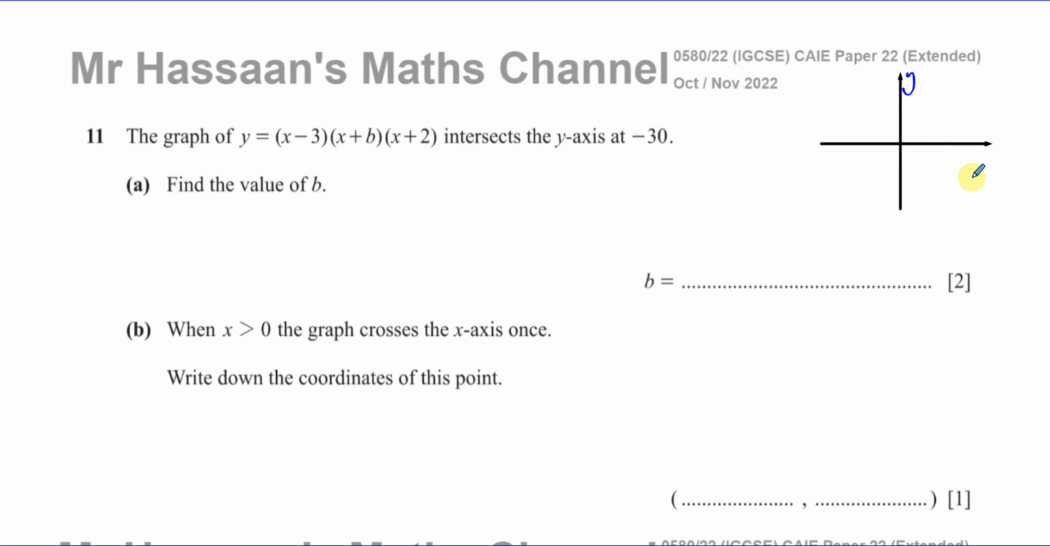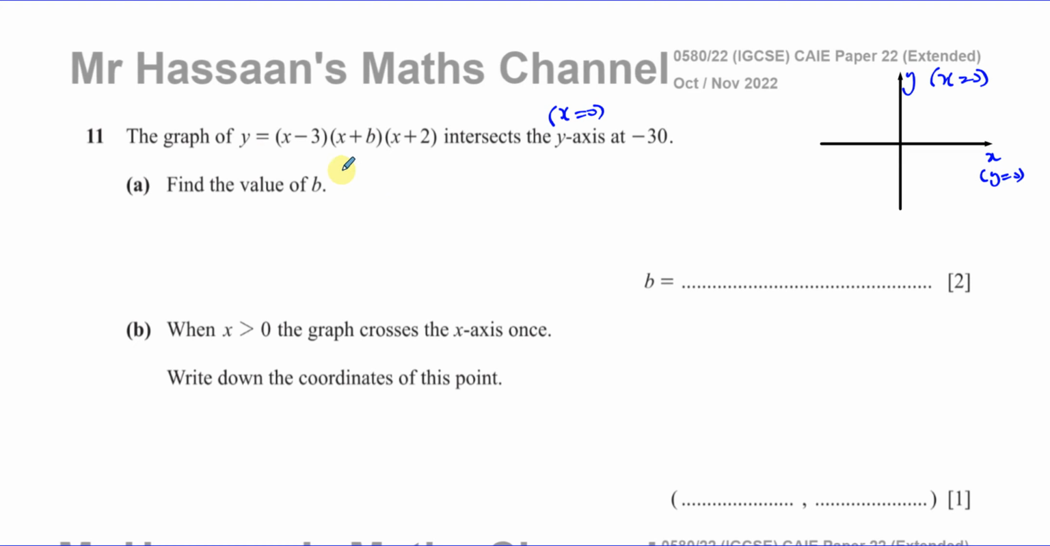So you have the y-axis and the x-axis. Everywhere along this line, x is 0. And everywhere along this line, y is 0. Everywhere along the y-axis, x is 0. Everywhere along the x-axis, y is 0. So if we know that it intersects the y-axis at negative 30, then we've got to replace x with 0, and what comes out for y would be negative 30.